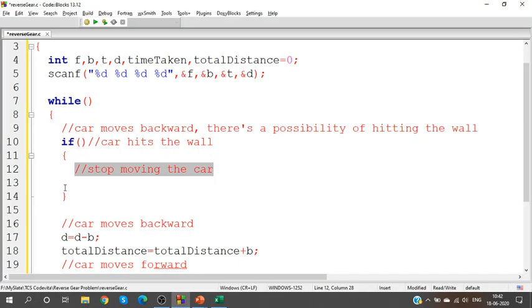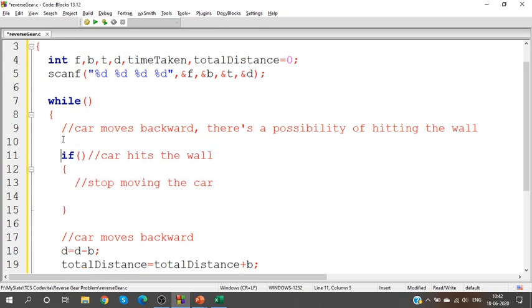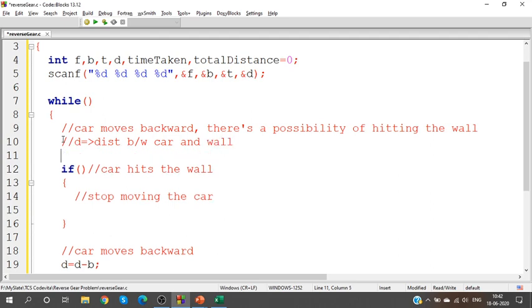If the car has to hit the wall, think of it logically. D is the distance between car and wall. B is the distance covered backward. So if the car has to hit the wall, this distance B should be less than or equal to the distance D.